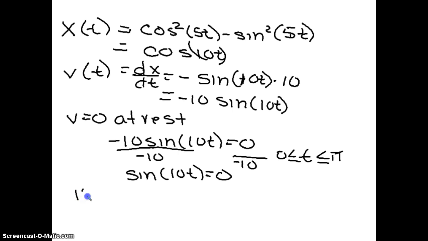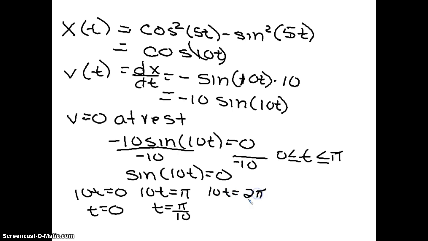So you say 10t has to be 0, which means t has to be 0. Is 0 in that interval? It is, so that is a good solution. And then you keep going. 10t equals pi. Divide by 10, t is pi over 10. Is that value in that interval? It is. Keep going. 10t equals 2 pi. So t equals 2 pi over 10, or pi over 5. And that too is in that interval.